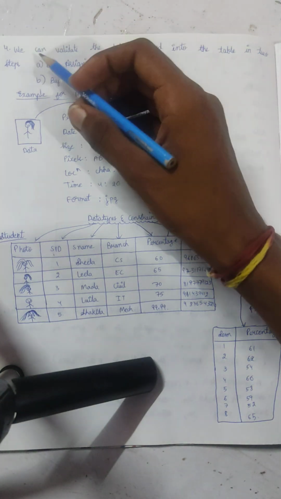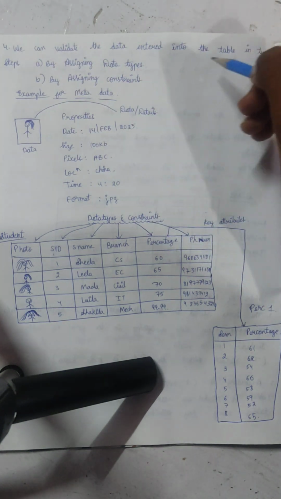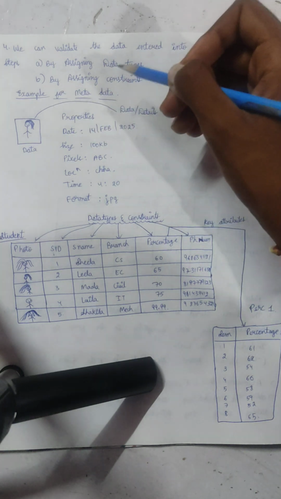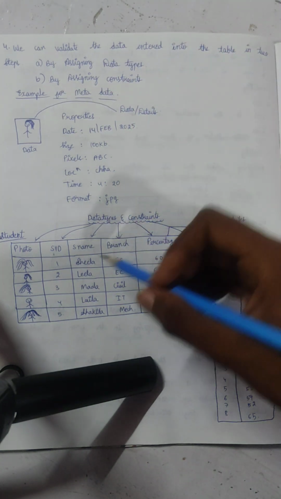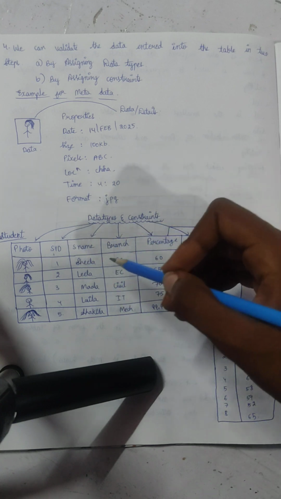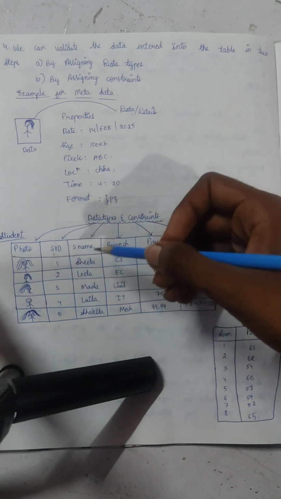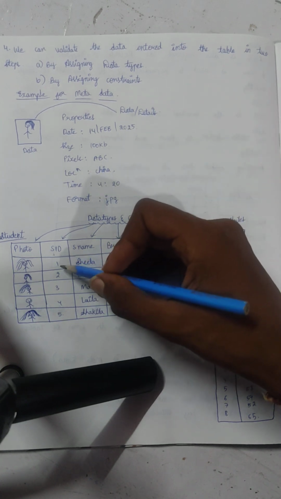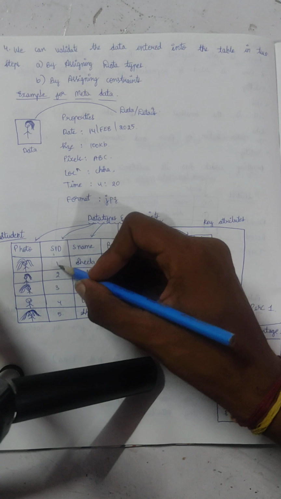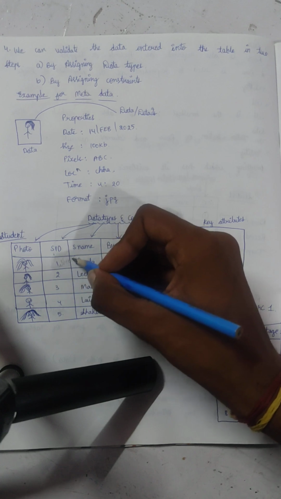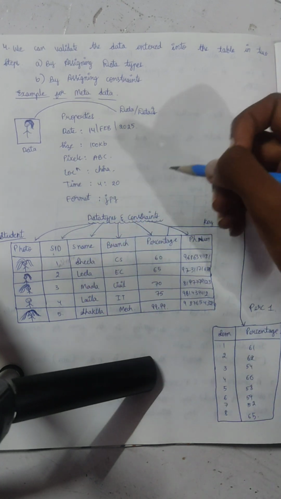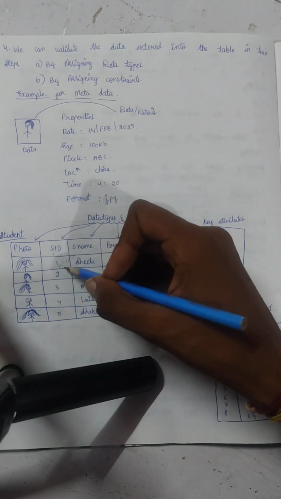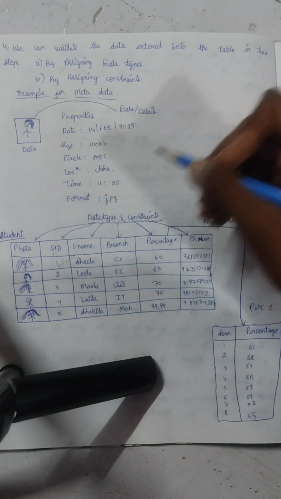And the fourth rule is that we can validate the data entered into the table in 2 steps, by assigning data types and constraints. By using data types and constraints, we enter the data and validate it. For example, we have 1. We can't write anything else, such as characters or other integers or decimals. We can only enter data as an integer.